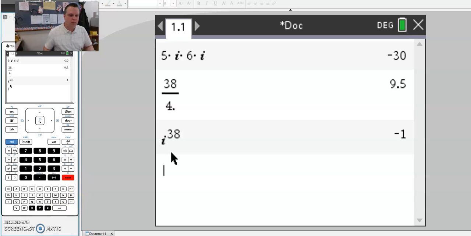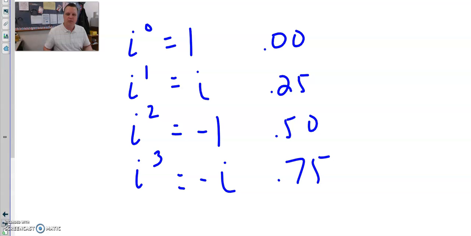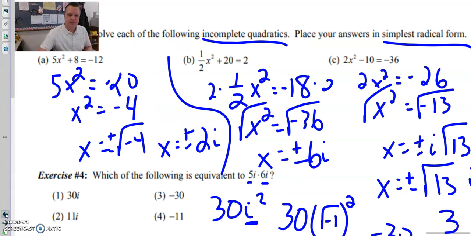Yes, anyone could just plug it in the calculator, but when you get to higher levels, you're going to need to know what they mean without just putting it in the calculator. So with 21, we'll be able to do it quicker too, right? We have I to the 21. 21 divided by 4 is 5.25, right? The 0.25 is I.